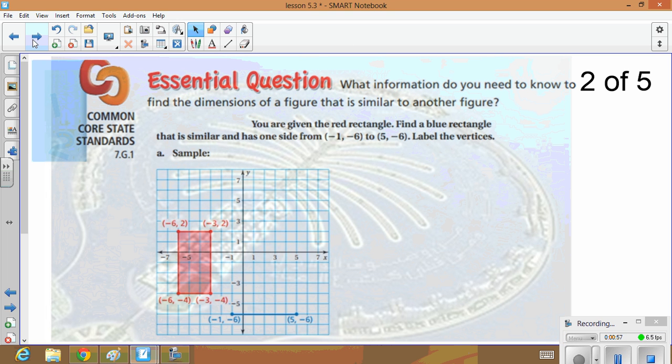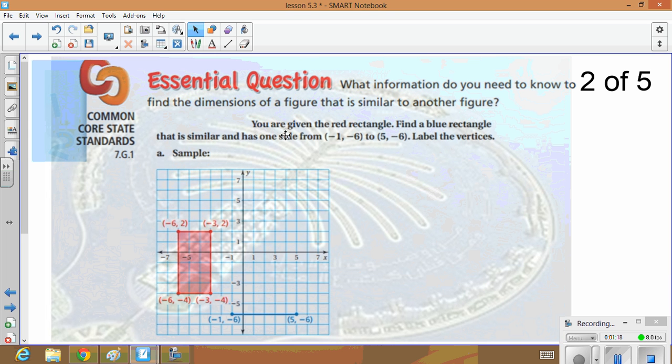Okay, here's slide 2. The central question for this lesson is, what information do you need to know to find the dimensions of a figure that is similar to another figure? Well, let's take a look here.